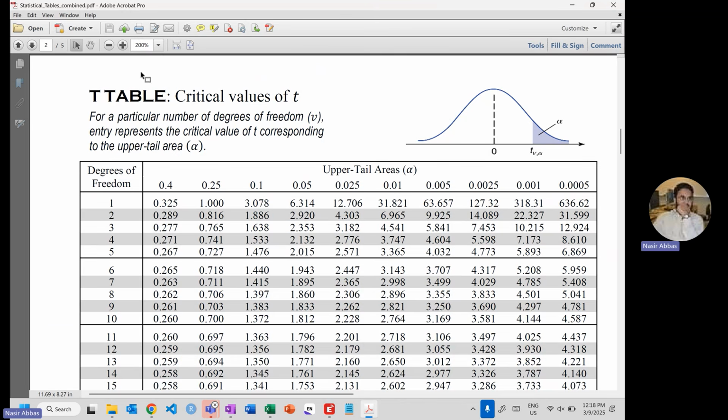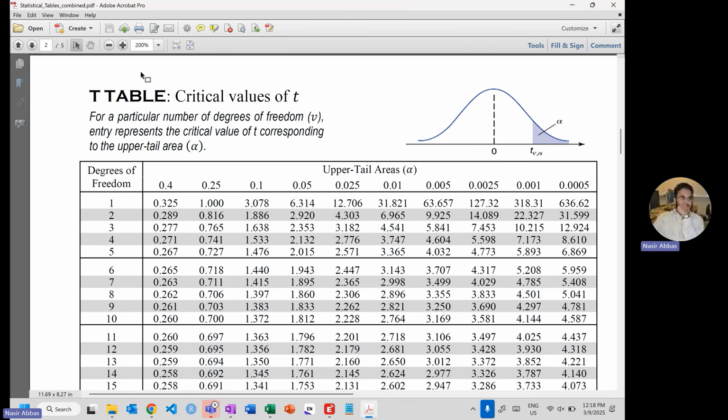What was alpha by 2 in your question? 0.025. So look for alpha by 2 here, 0.025. Much easier as compared to the Z. Look for the degree of freedom here. Look for alpha by 2 here. And the corresponding value is your critical value, 2.145. That's it. Much easier than Z table.